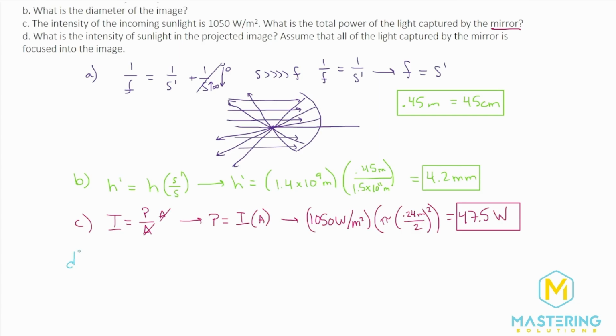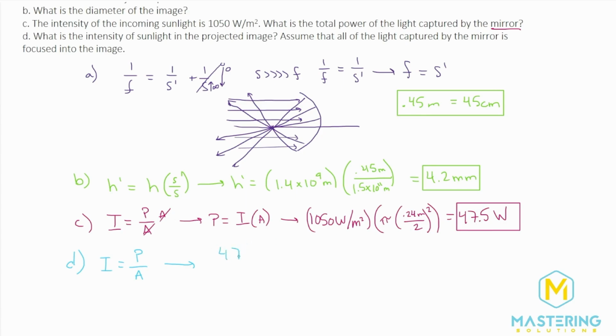So now let's give us some more space. So now lastly for part D, we need to figure out what the intensity on the image is now. So now we're at the plane of where we're focusing the light. So we already know the intensity formula. We just talked about it. So intensity is power over area. And now we're not talking about the mirror. Now we're talking about the image, like we said. So the power is what we just figured out.